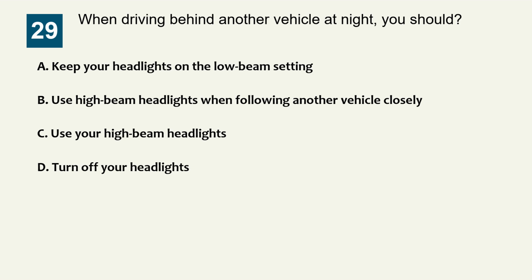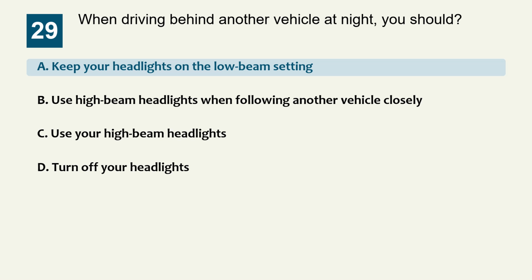Question 29. When driving behind another vehicle at night, you should, option A, keep your headlights on the low beam setting. Option B, use high beam headlights when following another vehicle closely. Option C, use your high beam headlights. Option D, turn off your headlights.